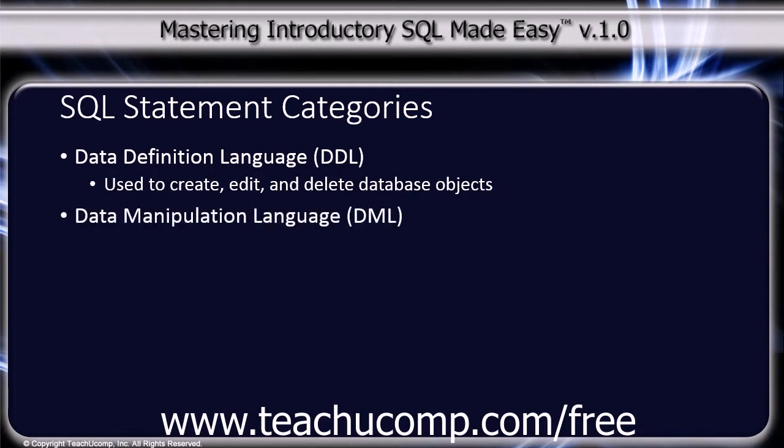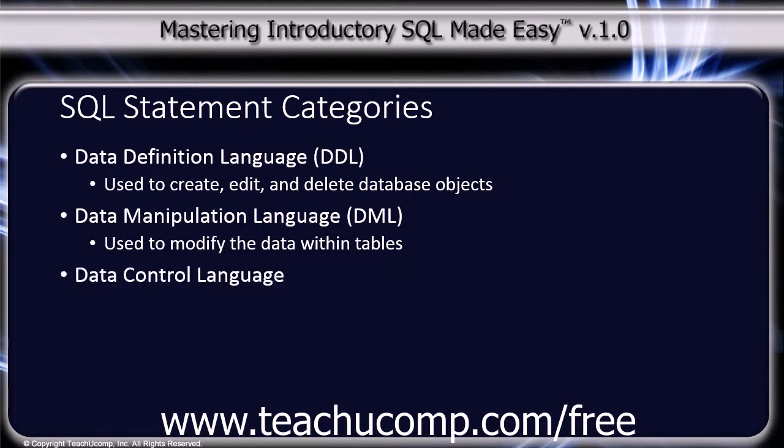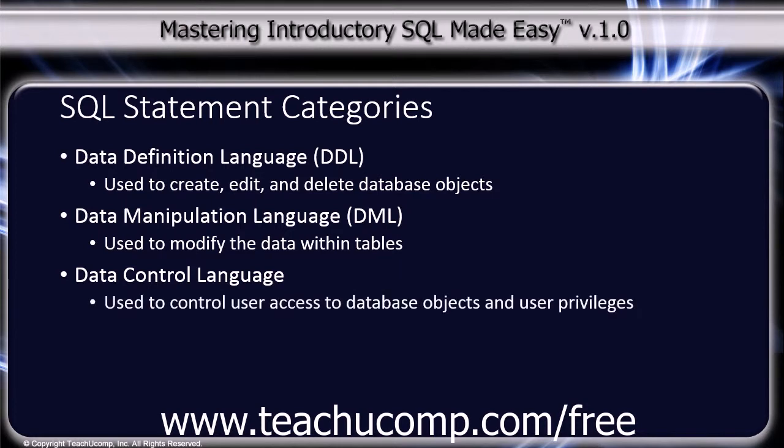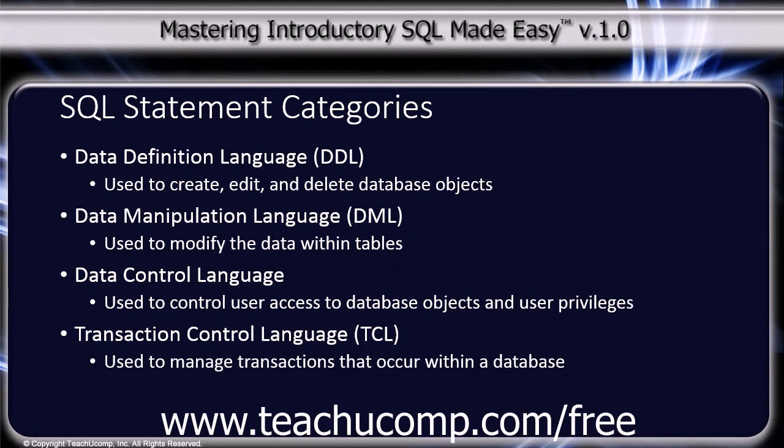The statements within the data manipulation language, such as select, insert, and update, allow you to manage the data contained within the tables. The data control language statements, such as grant and revoke, allow you to determine who can access data within the database and set referential integrity. The transaction control language statements, such as commit and rollback, manage the actual transactions that occur within a database.